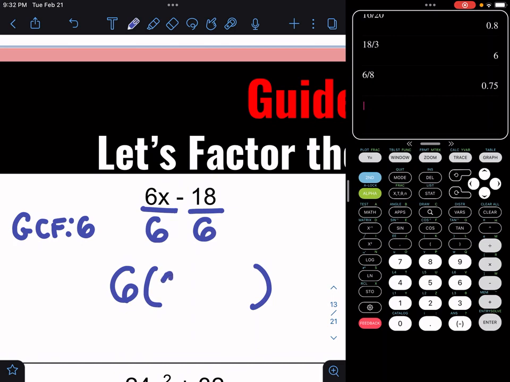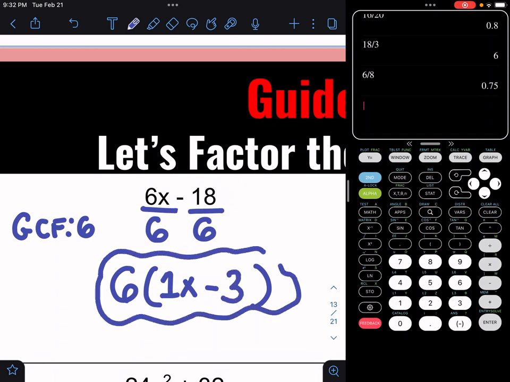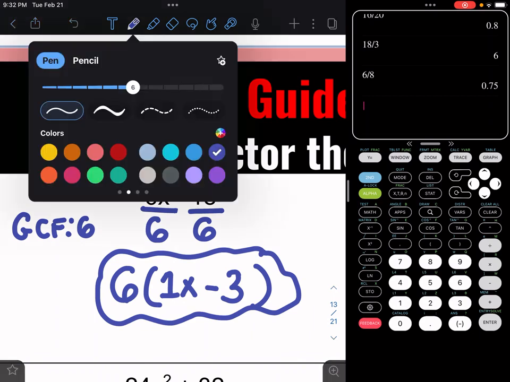6 divided by 6 is 1. Leave the x alone. Then put the minus. 18 divided by 6 is 3. And we are done. If you multiply this out, you could end up with your original answer.